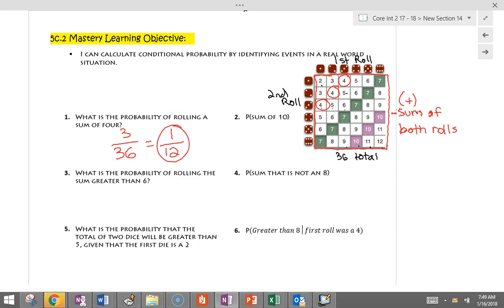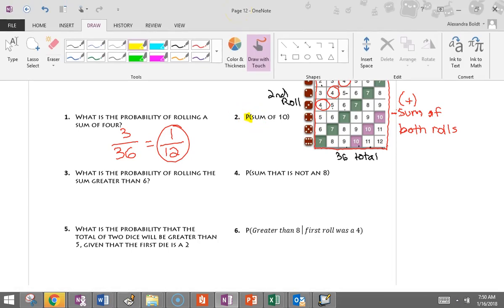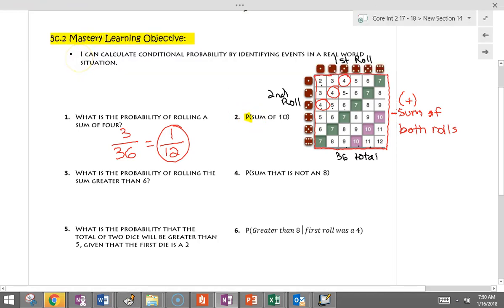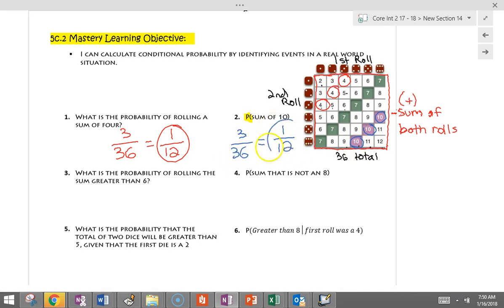Alright, 2, the probability of a sum of 10. Remember, this P means probability. So, what's the probability of getting a sum of 10? I have 10 here, here, and here. That's nice. It's the same. 3 out of 36, which is 1 out of 12.